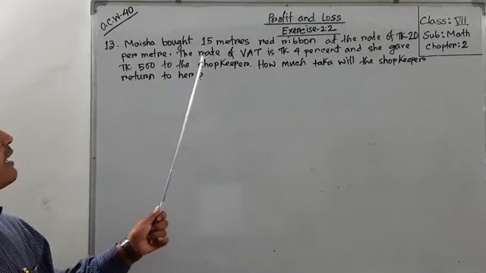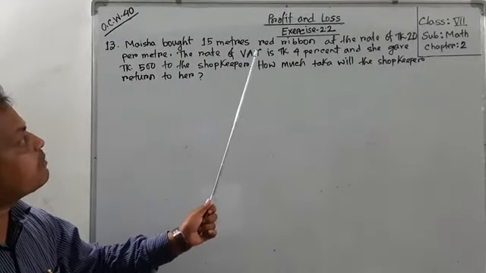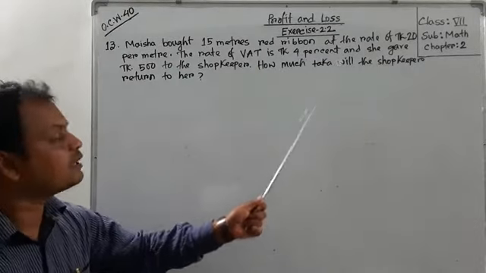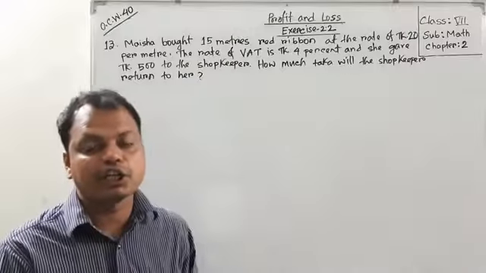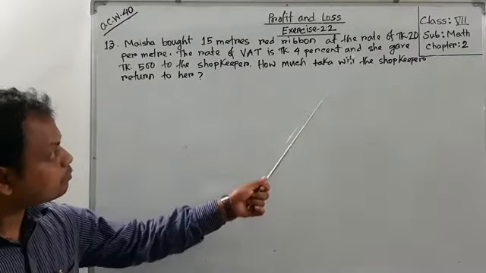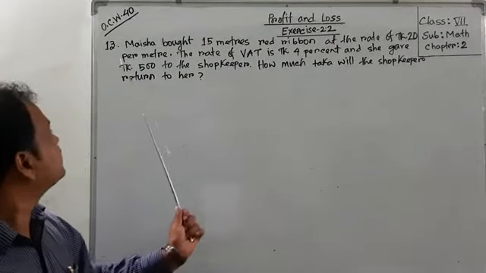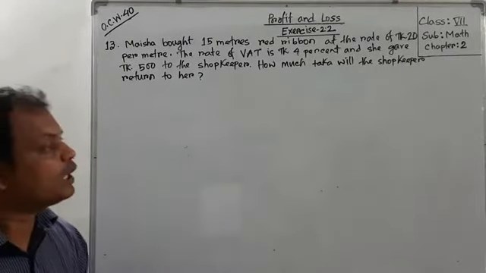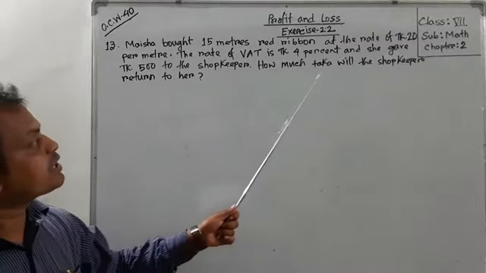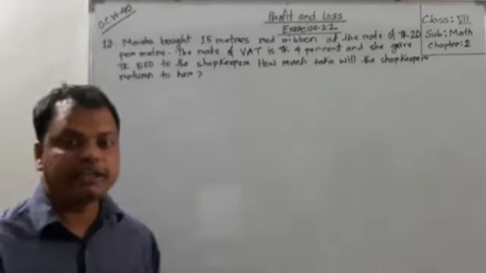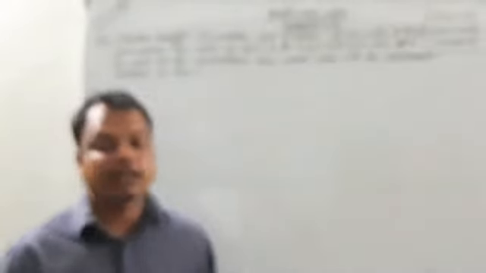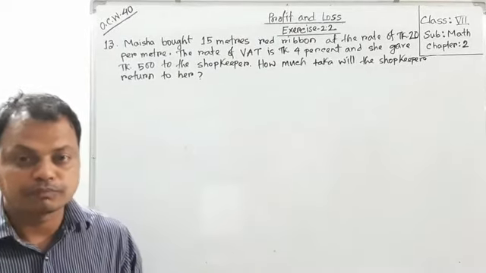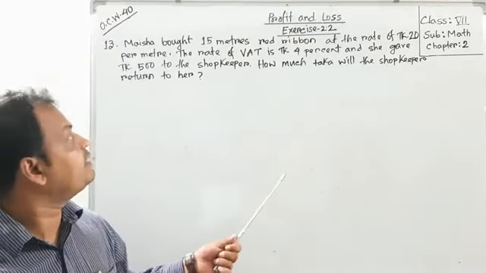Then the next sentence is the rate of VAT. With the cost price, the VAT will be included, and the VAT is 4%. 4% means in taka 100 it will be 4. Then she gave taka 500 to the shopkeeper. How much taka will the shopkeeper return to her? That means what will be the total taka the shopkeeper will return to Maisha? We have to find this.